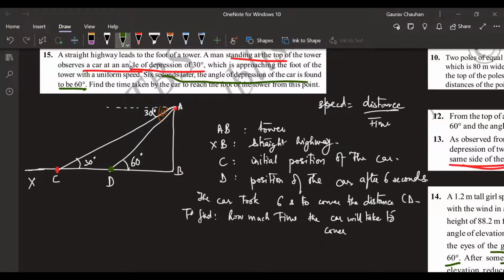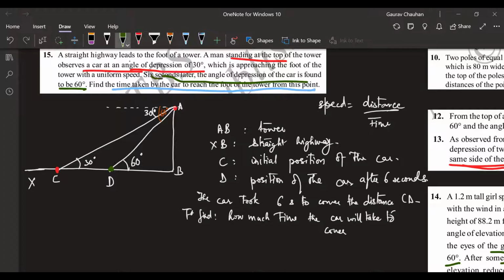Now when they say find the time taken by the car to reach the foot of the tower from this point, which point does it mean? From where do we start and where do we reach? Bindu, where do we start and where do we reach? Where is the car now?